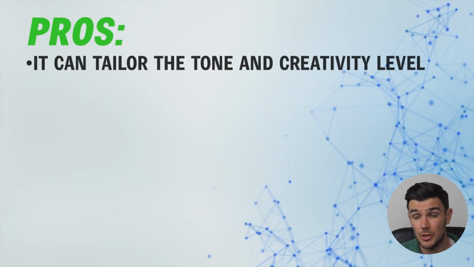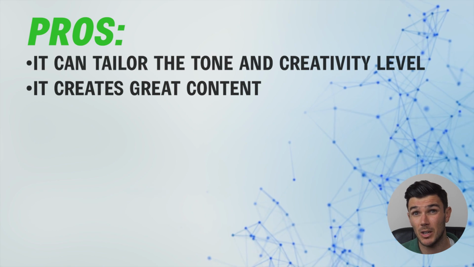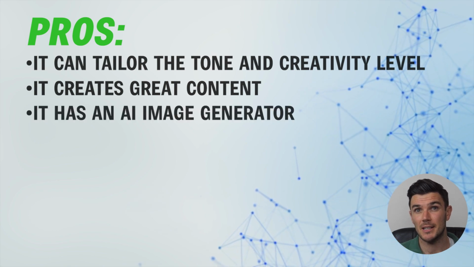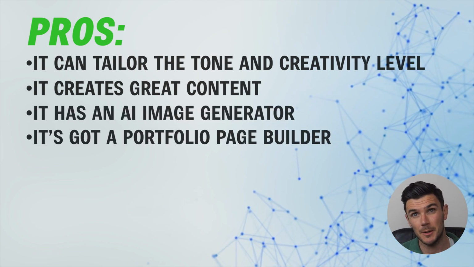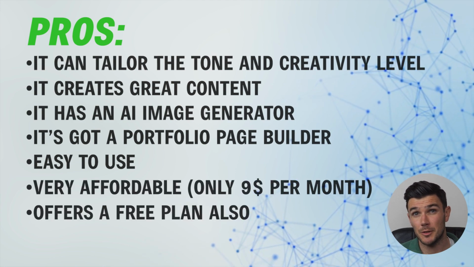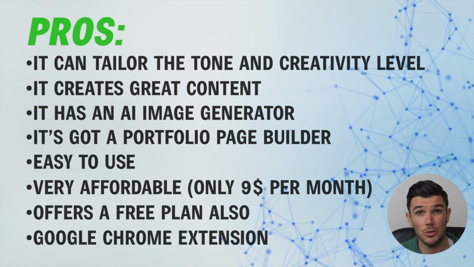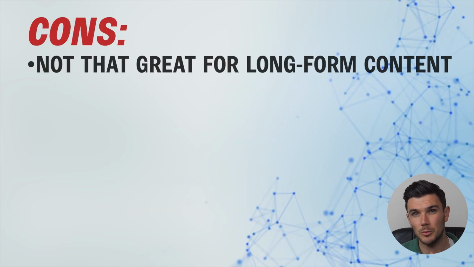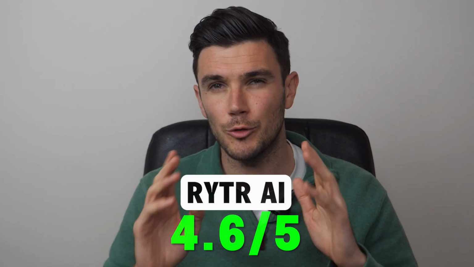So what about the pros? Well, it can tailor the tone and creativity level. It creates great content. It has an AI image generator and it's got a portfolio page builder. It's also easy to use and very affordable. In fact, it's $9 a month. It offers a free plan also, and it has a Google Chrome extension. And the cons? Well, it's not that great for long form content. So my overall score, 4.6 out of 5. All right, now it's down to number one.